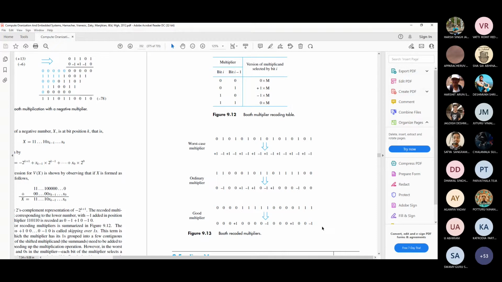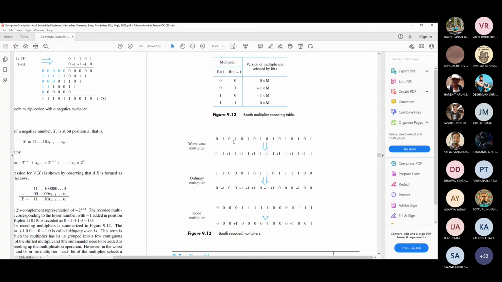Achievement. Now in the ordinary multiplier, when the number of ones in the ordinary multiplier and the Booth multiplier are almost the same, you don't get much benefit. So for an ordinary multiplier like this, you generate almost the same number of ones. 1, 2, 3, 4, 5, 6, 7. Here it was 1, 2, 3, 4, 5, 6, 7, 8, 9. So 9 and 7 are almost the same. You don't get much benefit.